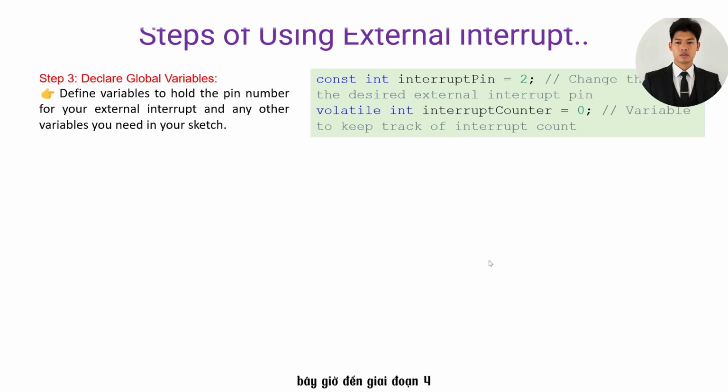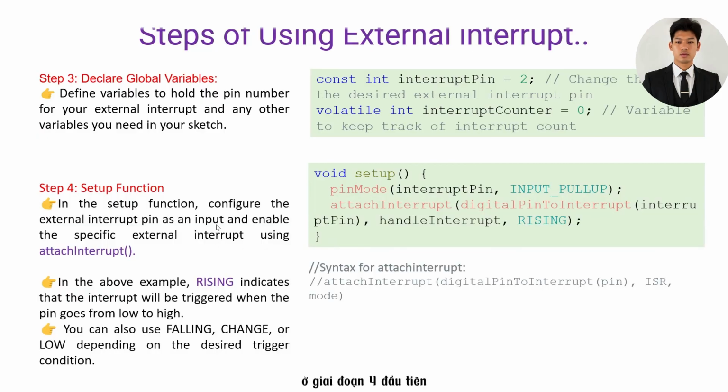Now, here comes step 4. In step 4, first, we need to configure the external interrupt pin as an input. So using pinMode, we will define the interrupt pin as INPUT_PULLUP. Remember INPUT_PULLUP, we need to use it here if you are using an internal pull-up configuration for the switch.